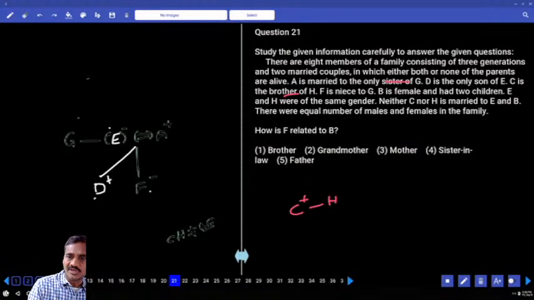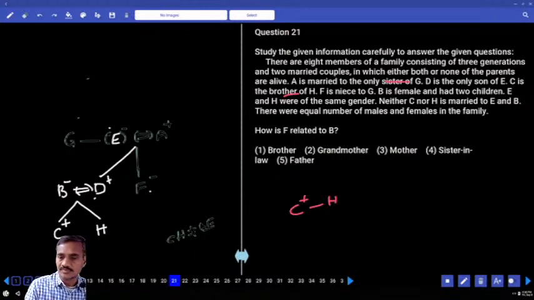Now B is a female and has 2 children. Can you take B at this place or not? B and D are married, there are 2 children, isn't it? And who are those 2 children? C and H. Now C is a male, and out of which there are 3 males as of now, and neither C nor H is married to E and B. And next one, there were equal number of males. C is the brother of H.